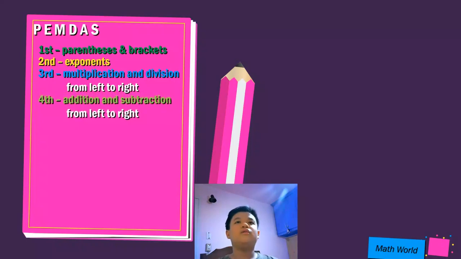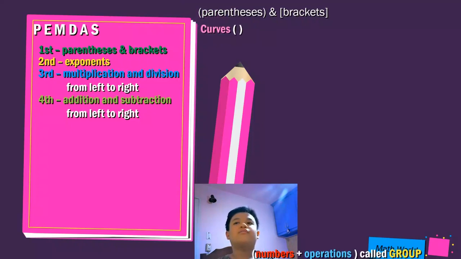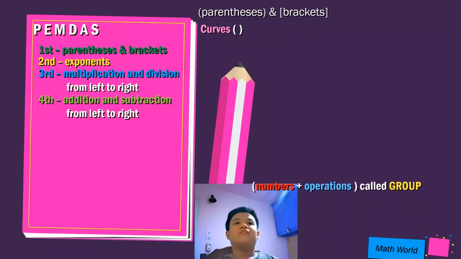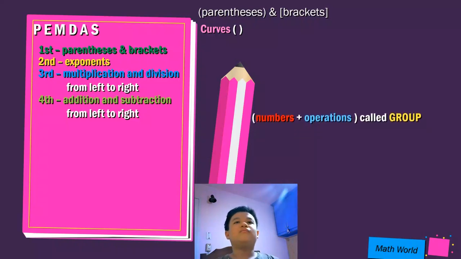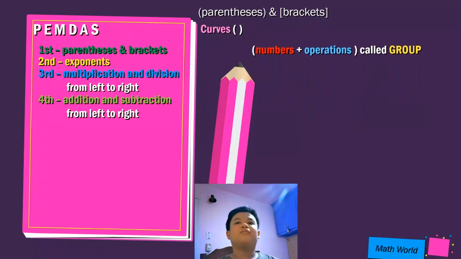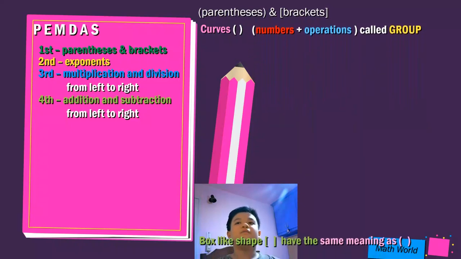Let's take a closer look at these rules and see some examples. First on the list, do the operations in parentheses and brackets. Now in case you haven't seen parentheses or brackets before, I will explain briefly. Parentheses are just symbols that curve forward and backwards, and they are used in pairs like this. When we put numbers and operations in between them, it forms a group.